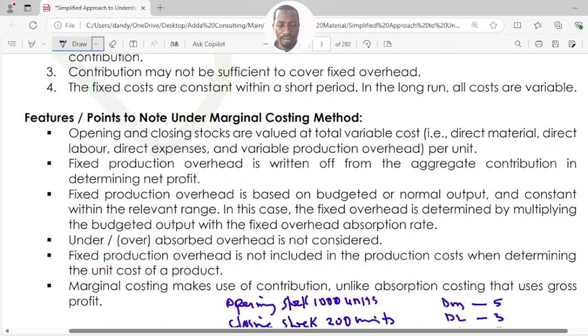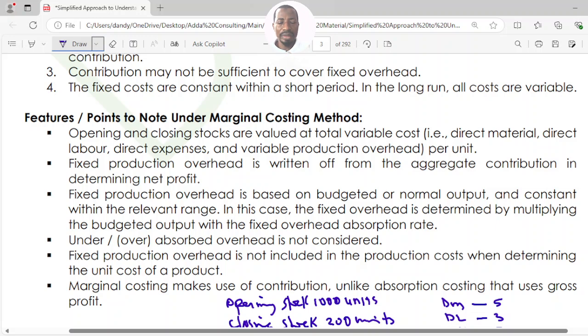Then the number 4 point you need to take into consideration is that the marginal costing approach does not consider overhead absorption. Whether there is under or over absorbed overhead, marginal costing has nothing to do with that. It is only absorption costing that does that. Then the next point is that fixed production overhead is not included in the production cost. I've already said that. Then the last point is that marginal costing makes use of contribution, unlike absorption costing that recognizes gross profit.